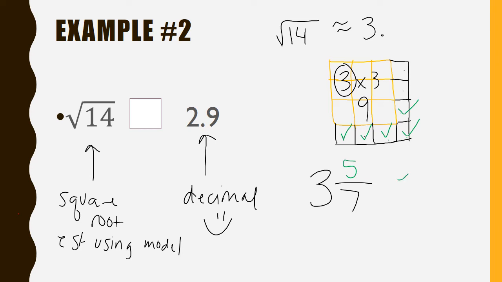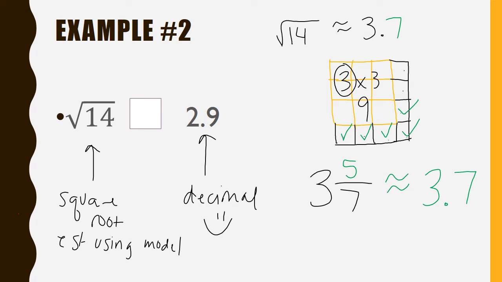So our approximation here is the whole number 3, and then using my calculator, 5 divided by 7, I get a really crazy number, but because we're estimating, we get to just write one number after the decimal. So that means that the square root of 14 is about 3.7.